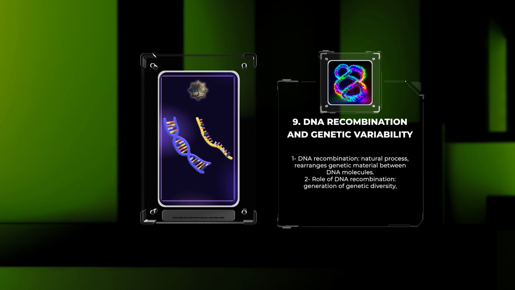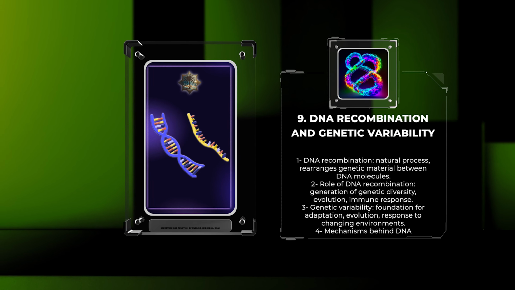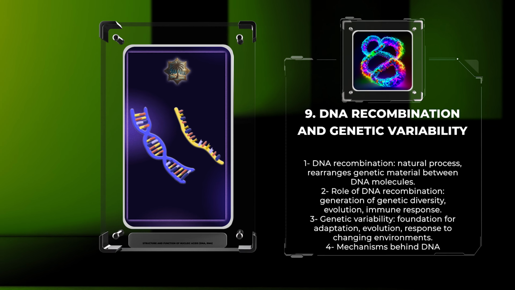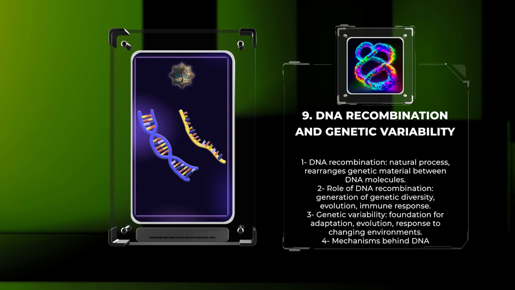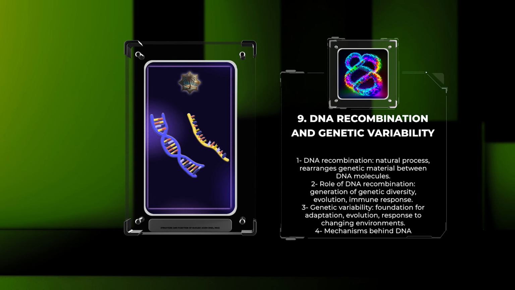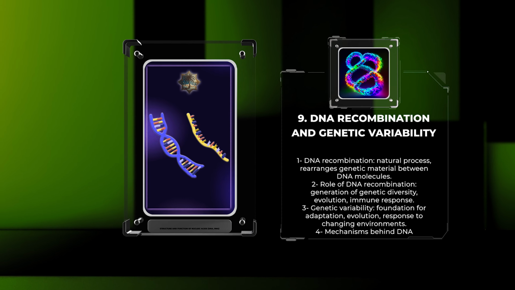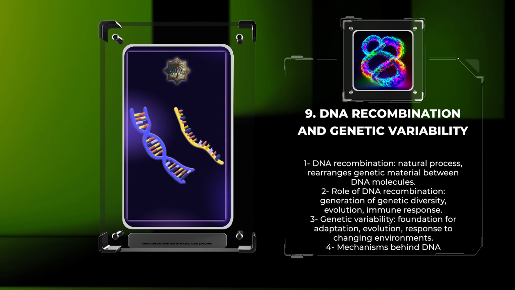DNA recombination is a natural process that rearranges genetic material between different DNA molecules. This process plays a vital role in the generation of genetic diversity, evolution, and the immune response. Genetic variability is the foundation for adaptation and evolution. It allows organisms to respond to changing environments, withstand diverse challenges, and maintain genetic robustness. Understanding the mechanisms behind DNA recombination and genetic variability provides insights into the complexity of life.